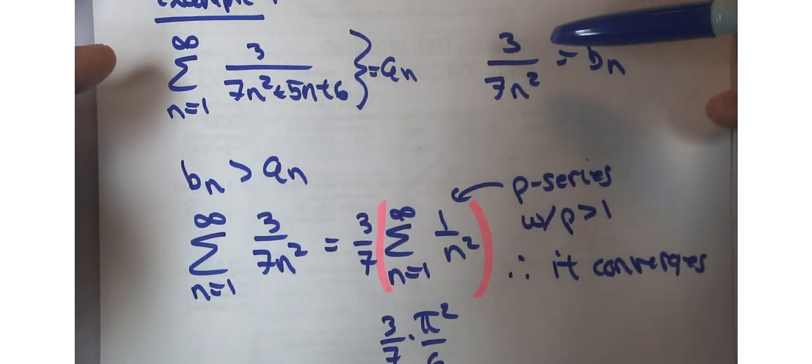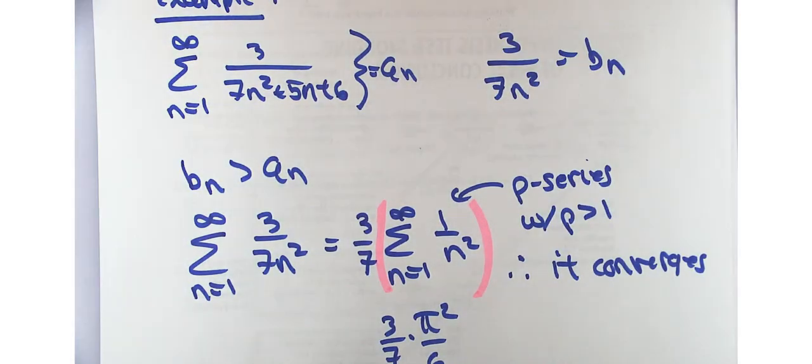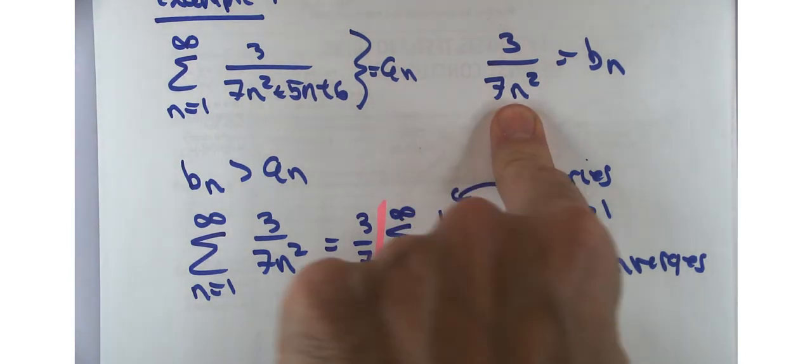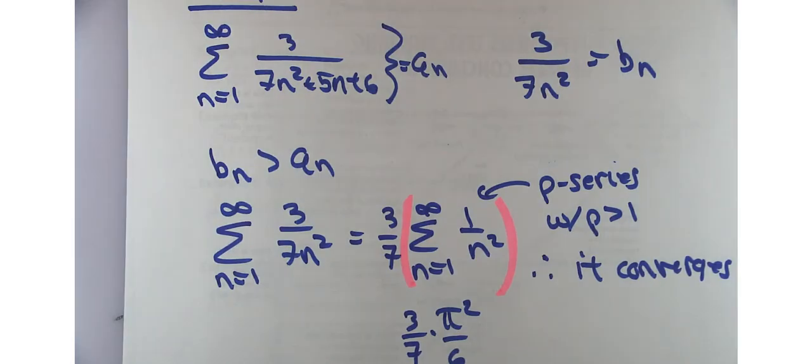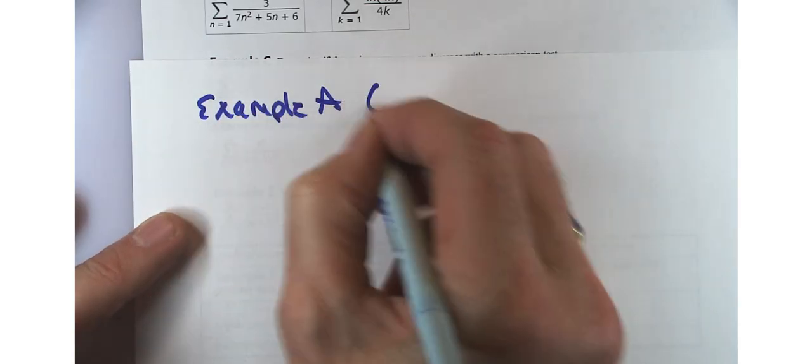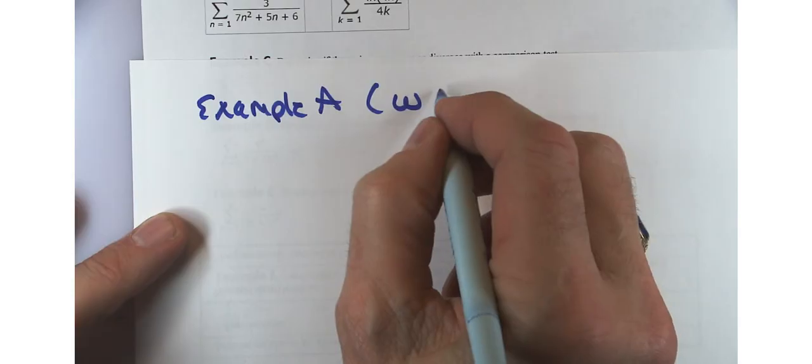Now, what might be nicer would be to use the limit comparison test here. It's a little less thinking. You don't have to worry so much about, is this bigger, is it smaller. So let's just repeat this one with the limit comparison test, just to see how those things look relative to each other. So let's redo example A with the limit comparison test.